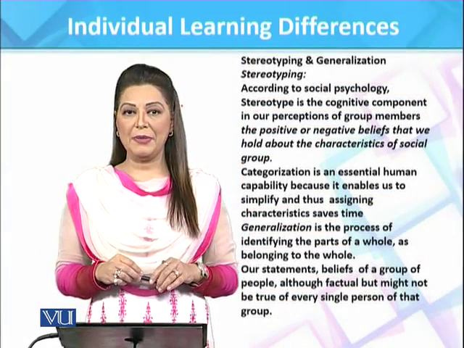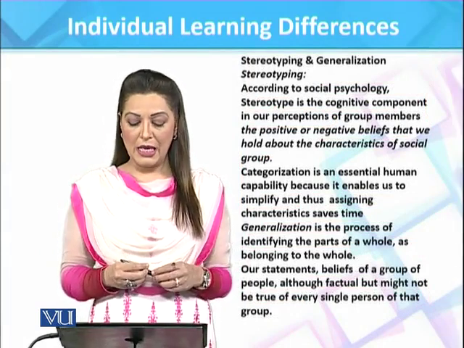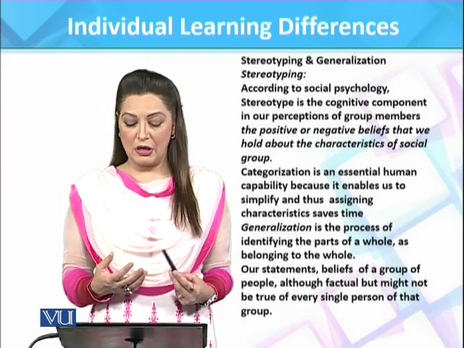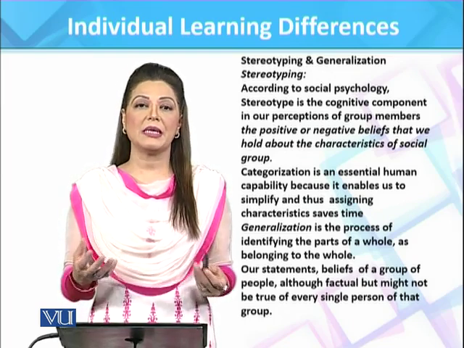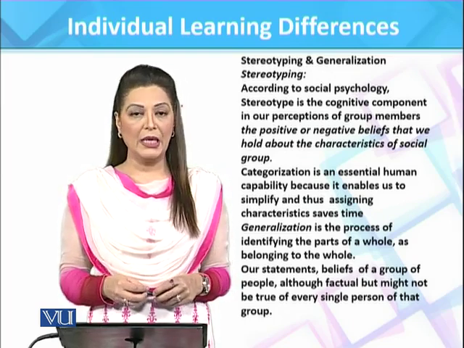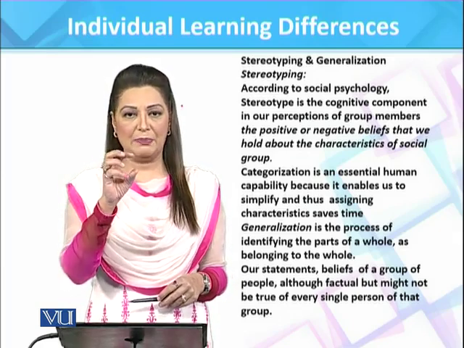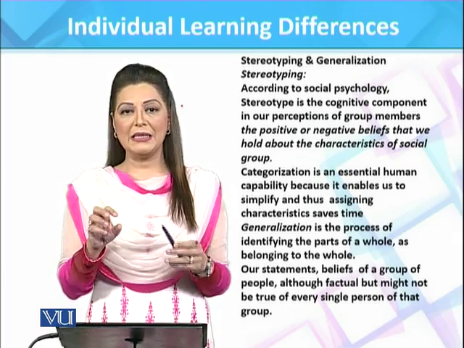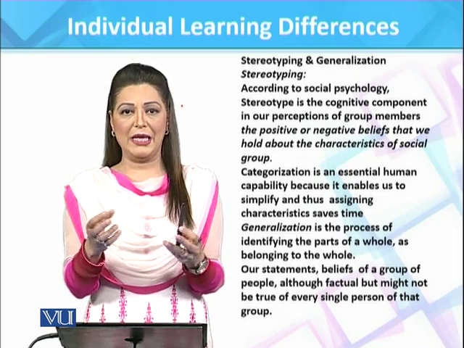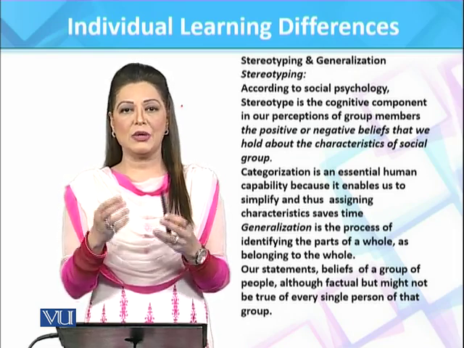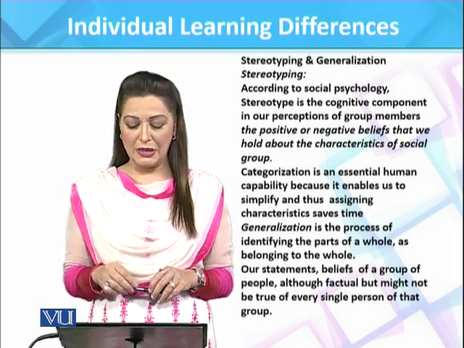Then we have stereotyping and generalization. Stereotyping basically comes from social psychology, and that is our perceptions of group members, the positive or negative beliefs that we hold about certain characteristics of a social group. In this phenomenon, we categorize people based on their personality and traits, and categorization is easy because by labeling somebody, you make it very easy to understand. But stereotyping has lots of disadvantages that we will be discussing later on.